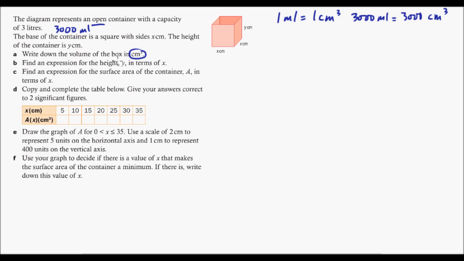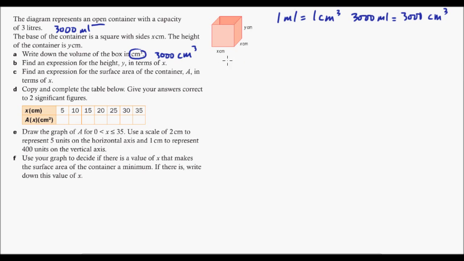Write down the volume of the box in centimeters cubed. Okay, so we got that. So that's A: 3,000 centimeters cubed. Okay, I'm doing this one off the top of my head here, so it could be a little dicey, not gonna lie to you. Find an expression for the height y in terms of x.